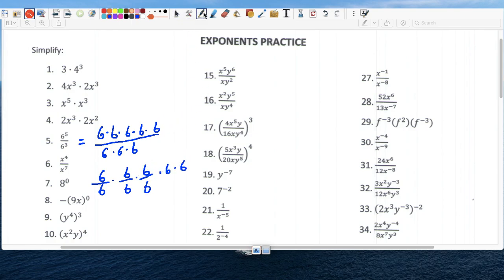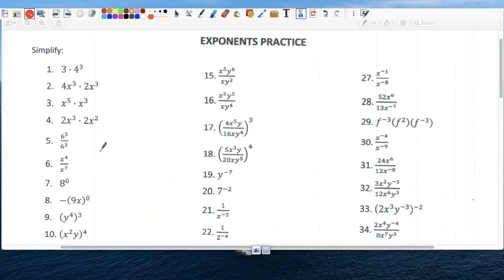So 6 divided by 6 is 1. 6 divided by 6 is 1. 6 divided by 6 is 1. So eventually we have how many 6's left? Well, we only have 2 6's left over. Where are they left over? In the numerator, right? So again, cross, cross, cancel, cancel, simplify to 1, right? And I have 2 6's left over, which you can then write as 6 to the second power, but since this is easy enough, we can just write it as 36. Okay?